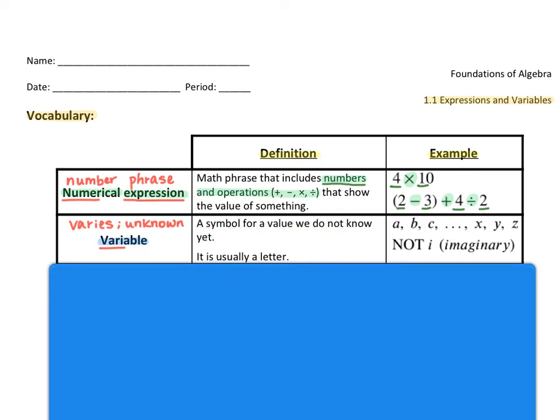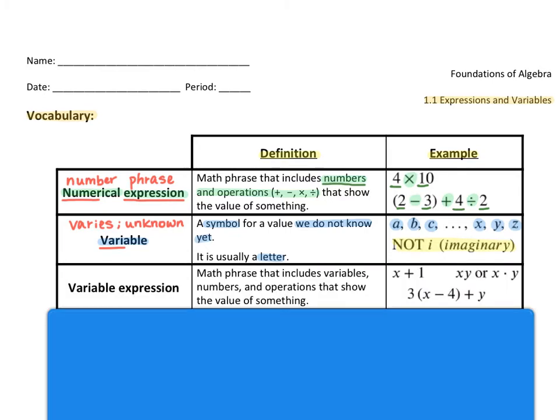It is usually a letter. So if you look at the example, you can see that the letters that we use to represent variables are the letters of the alphabet. Please make a note that there's one particular letter of the alphabet that we do not use for a variable, and that letter is a lowercase i, because in the later math that you will see, i represents another type of number, which is called imaginary. So basically, variables in math are letters that we use to represent things that we do not know. And there's only one letter we don't use, and that's the letter i.